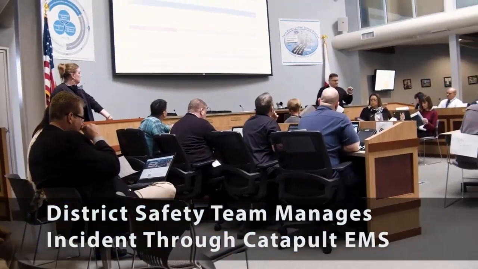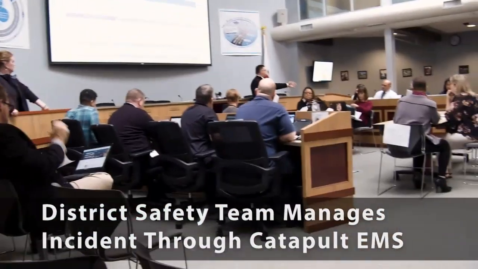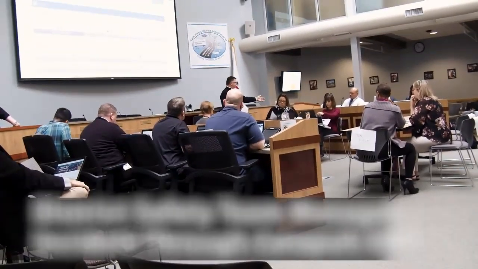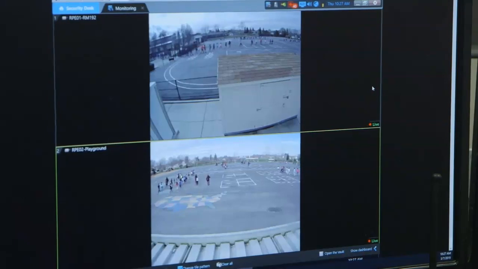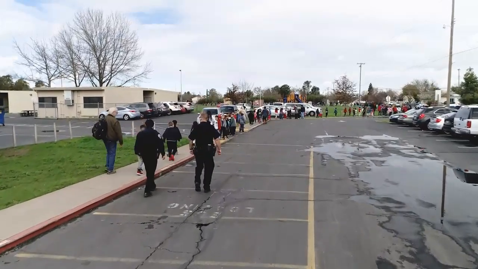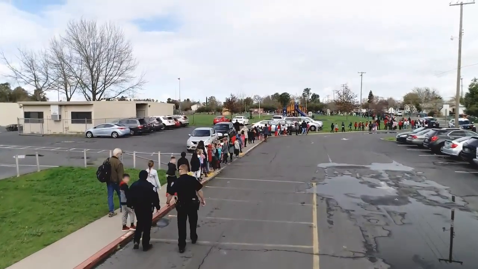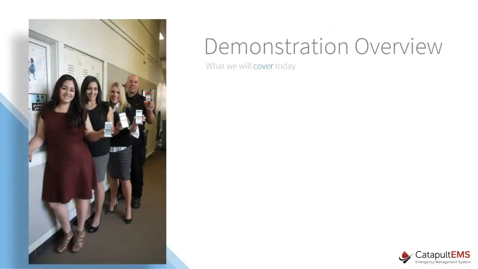CatapultEMS is an emergency communications platform that gathers, alerts, and provides information to staff, teachers, administrators, district office officials, and law enforcement during emergencies. I'm going to walk you through a brief 15-minute demo of the CatapultEMS system so you can understand how the system would work for your district.